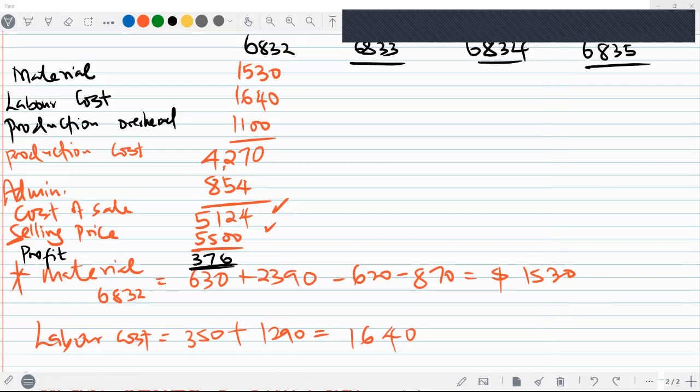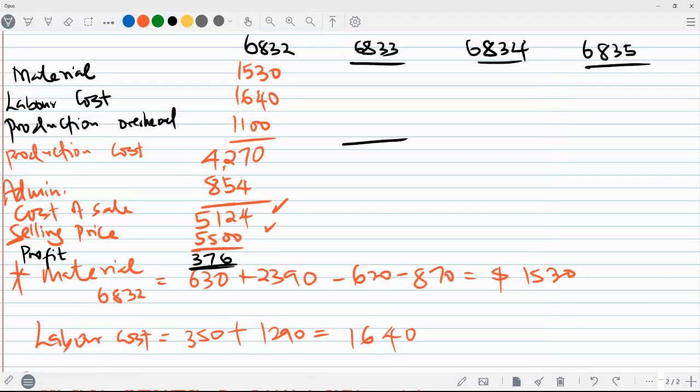Look, for this job, it's not yet complete. So therefore, we stop at the point of production. Okay, what do you get? Production cost.